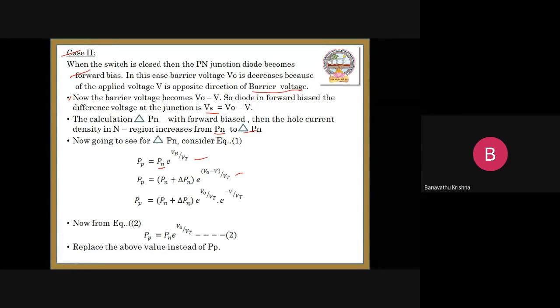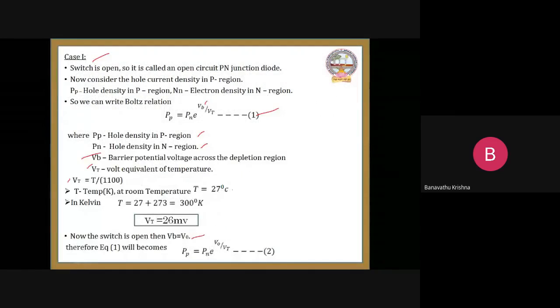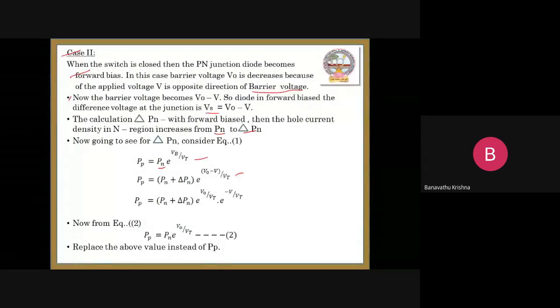Now from equation 2, which I gave in the previous slide, we can use Pp equal to Pn into e power V0 by Vt. So this is the Pp value. You can substitute or equate those two values. Replace the above value instead of Pp.